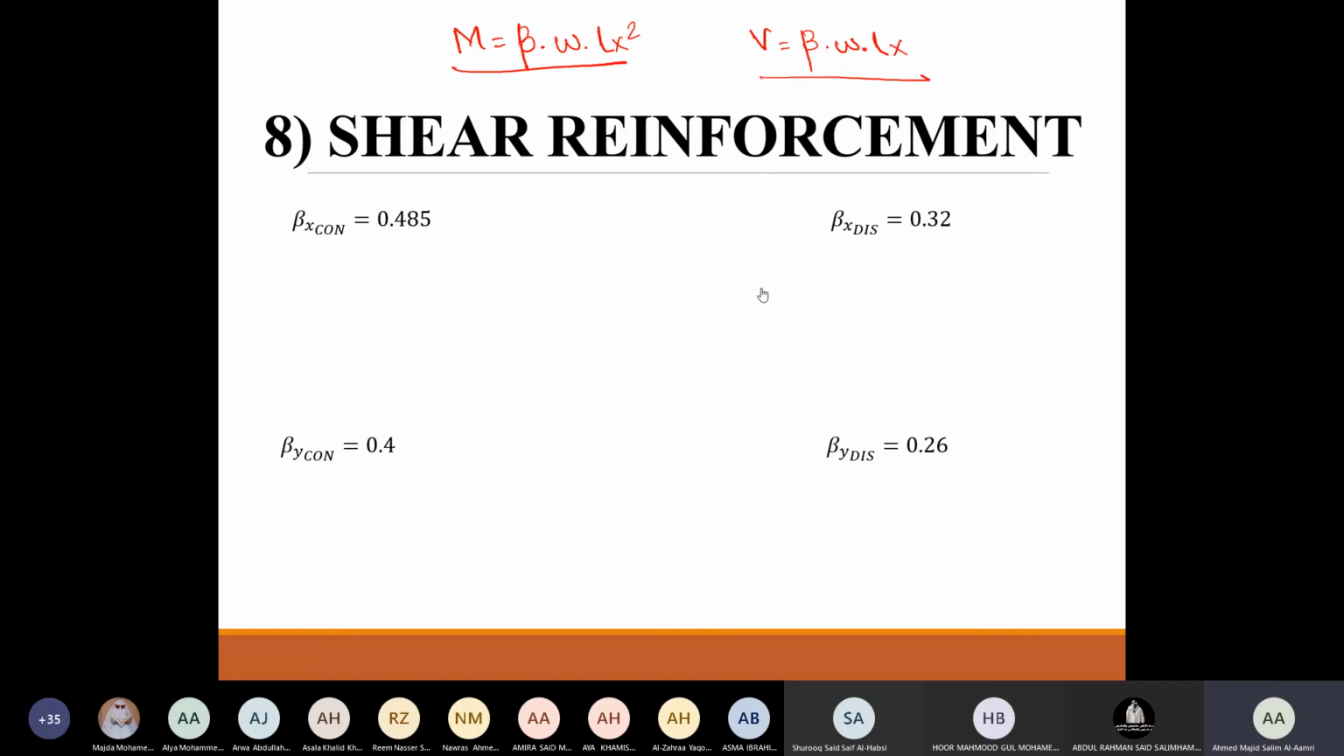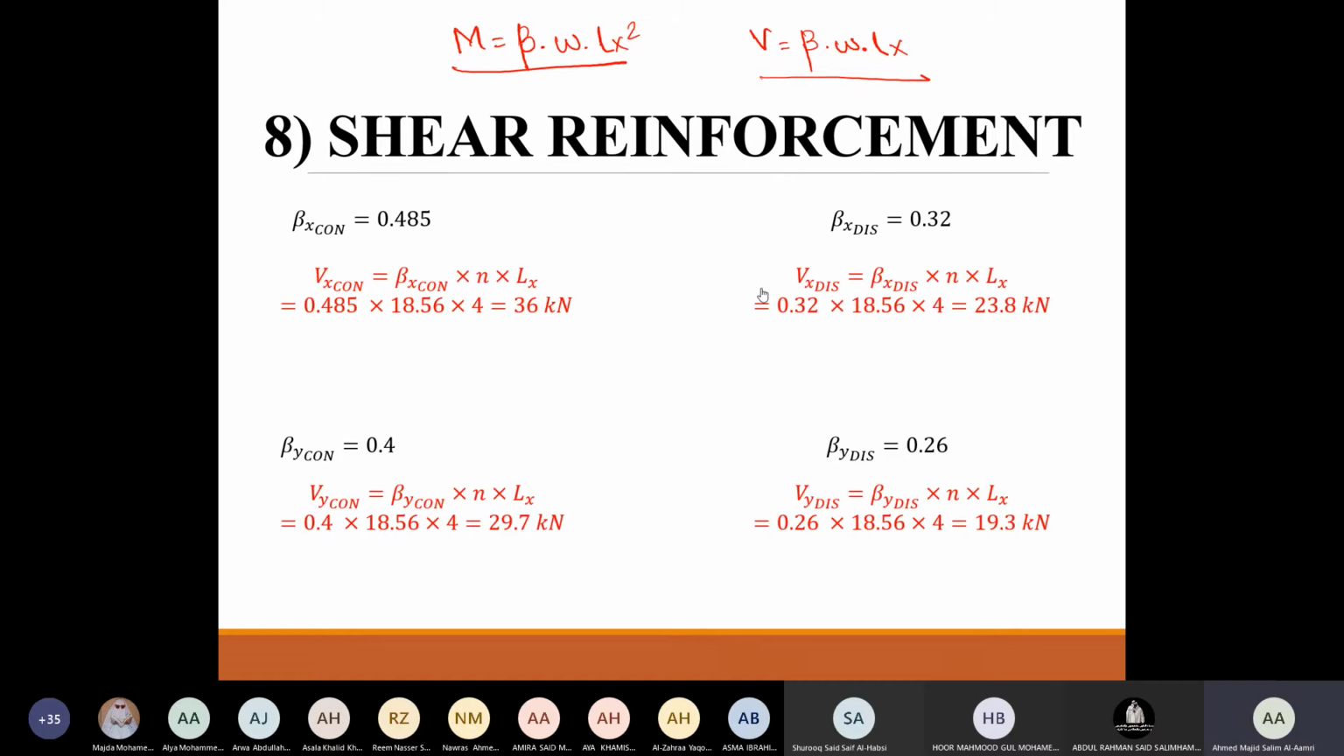Okay. So now we have our W value. We already have our Lx value. So Lx is available, N or W is available in all cases. After that, we have our beta. So it's a direct substitution in the values. Now among these values, the maximum value is 36 kilonewton.